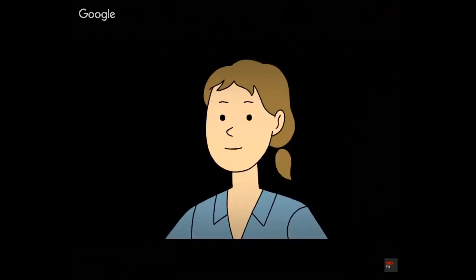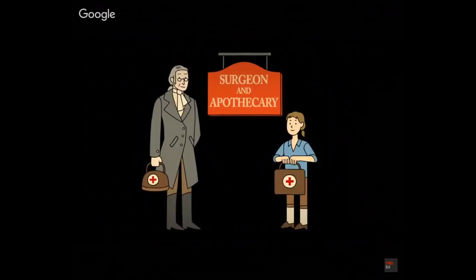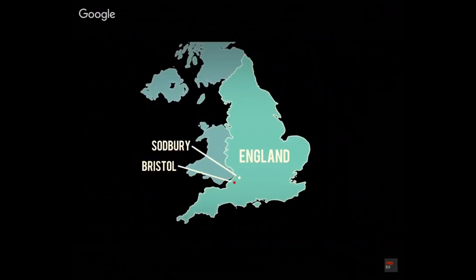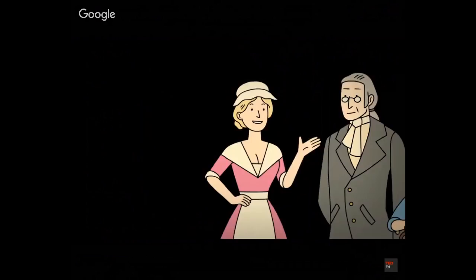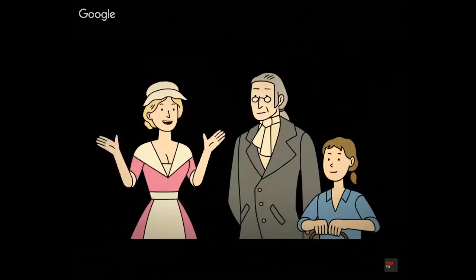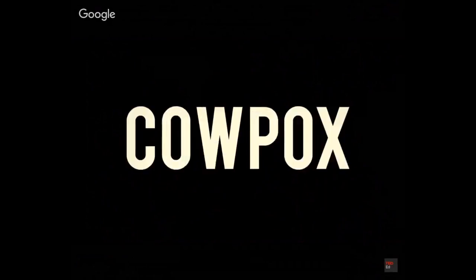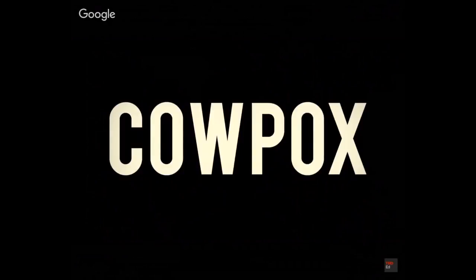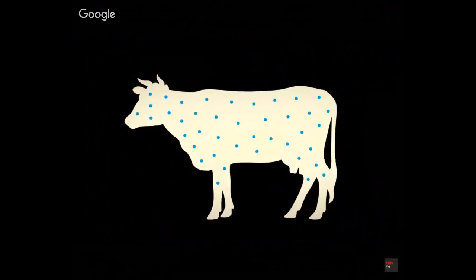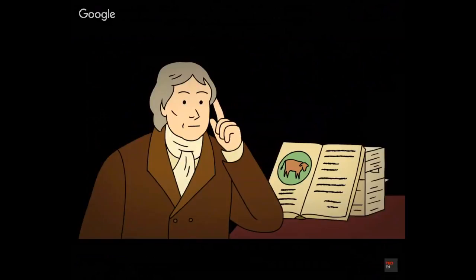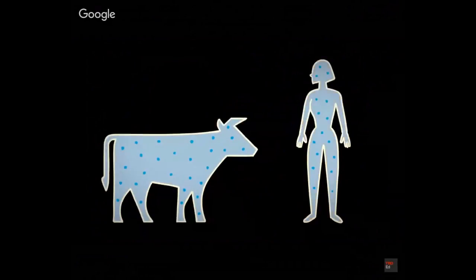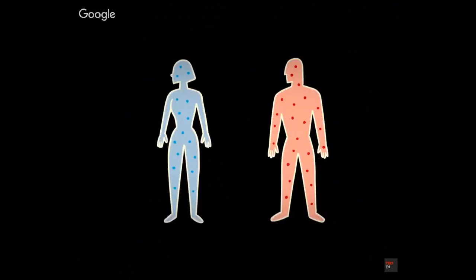At age 13, while Jenner was apprenticed to a country surgeon and apothecary in Sodbury, near Bristol, he heard a dairy maid say, "I shall never have smallpox, for I have had cowpox. I shall never have an ugly pockmarked face." Cowpox is a skin disease that resembles smallpox and infects cows. Later on, as a physician, he realized that she was right. Women who got cowpox didn't develop the deadly smallpox.